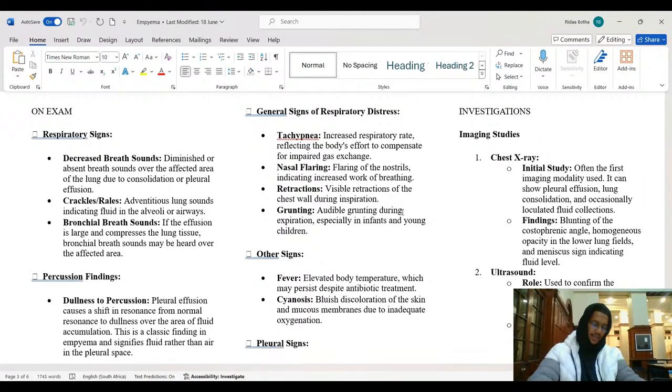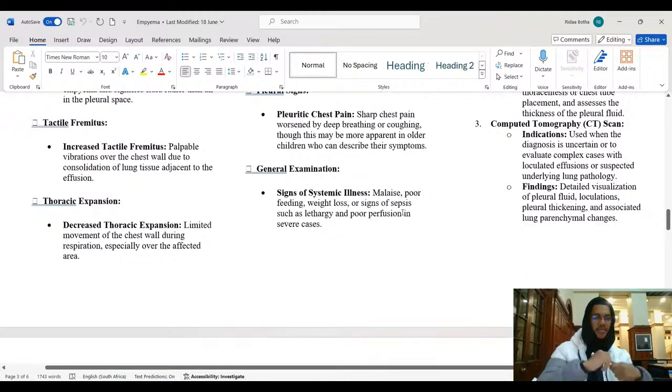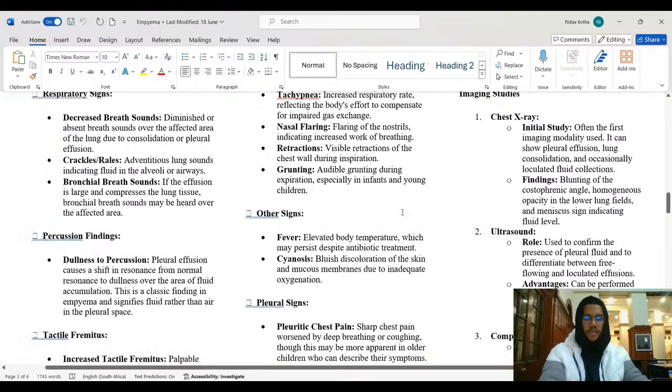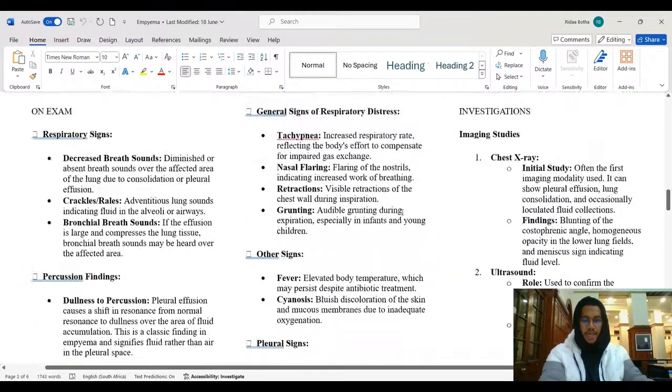In terms of percussion, you have dullness on percussion. So pleural fluid causes a shift in resonance from normal resonance to dullness over the area of fluid accumulation. It's a classical finding in empyema. You then have, in terms of expansion, a decrease in chest expansion because of the buildup of all that fluid. We spoke about respiratory distress and all the other signs.